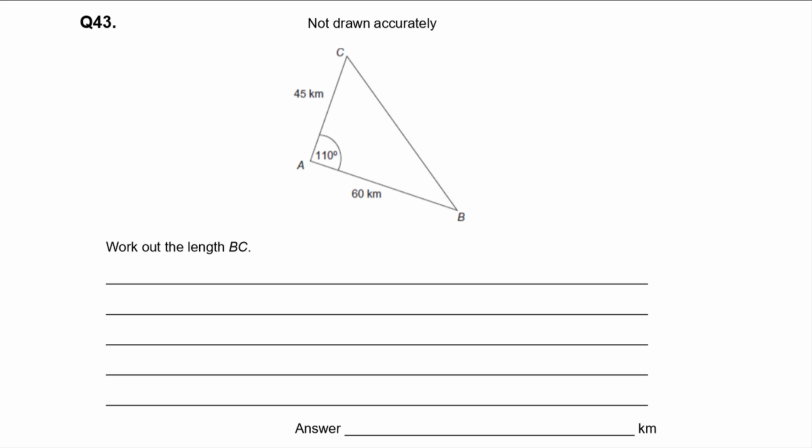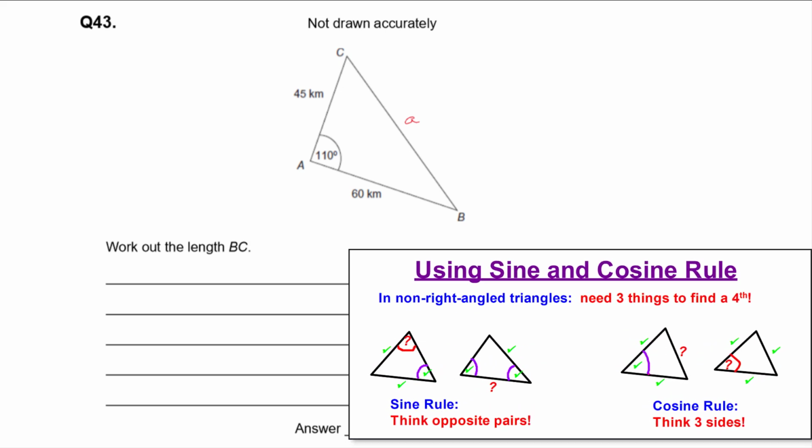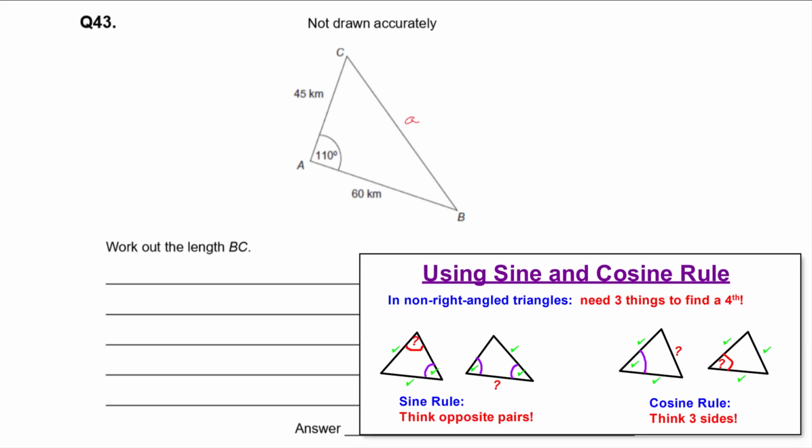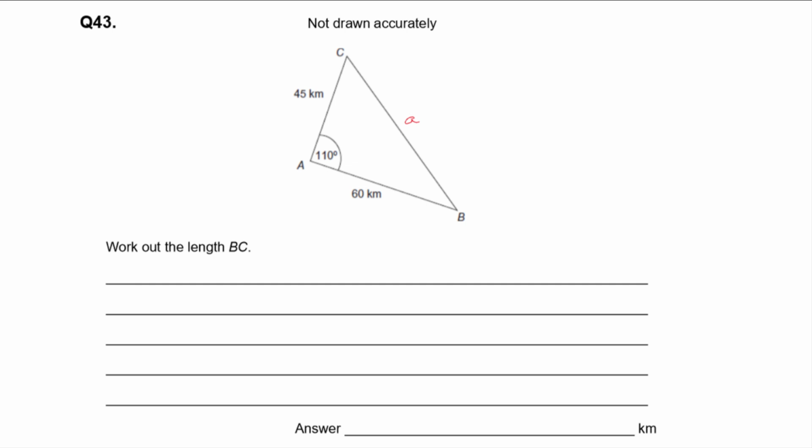43, work out the length BC. So BC is the side opposite A, so let's call it a. Now this is another cosine rule question, because even though I don't have 3 sides, I've got 2 sides and an included angle, but I want the 3rd side. So either you've got the 3 sides or you want the 3rd side, then it's the cosine rule. Okay, that one is little a because it's opposite angle A, so this one is going to be little b, and this one is going to be little c.